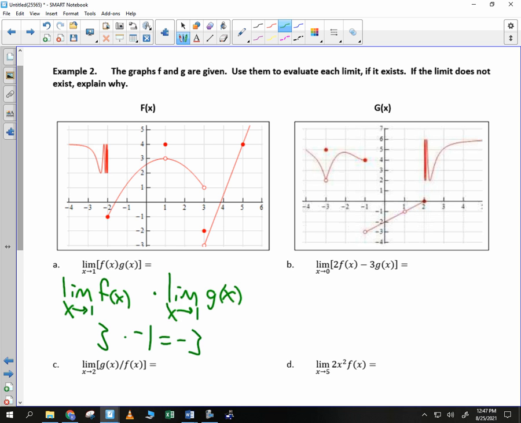B, let's approach 0 for f of x. I'm not going to write it all out this time. I think you get the idea. What is the limit as x approaches 0 of f of x? Estimate it. Sure, 2.6. We have 2 times 2.6 minus 3 times, what is the limit as x approaches 0 of g of x? Got a -2. Good job. And so 2 times 2.6 is 5.2. Plus 6, I got approximately 11.2.